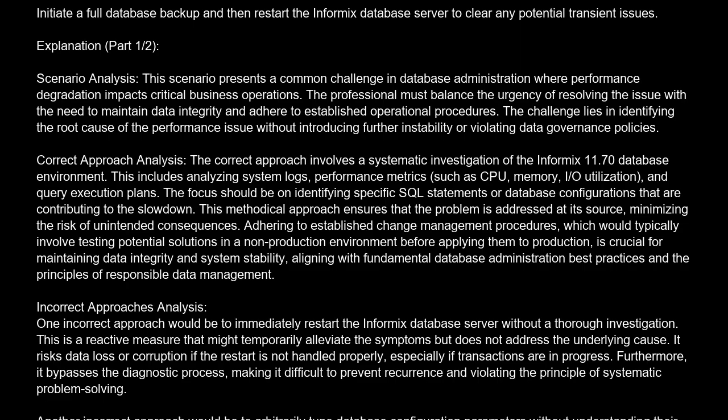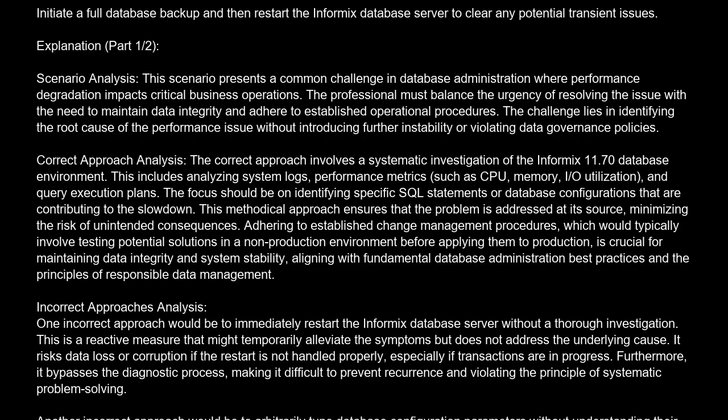Adhering to established change management procedures, which would typically involve testing potential solutions in a non-production environment before applying them to production, is crucial for maintaining data integrity and system stability, aligning with fundamental database administration best practices and the principles of responsible data management.